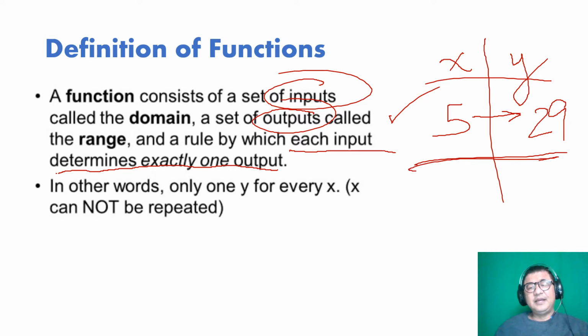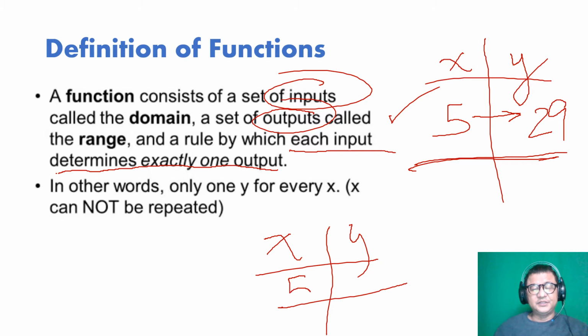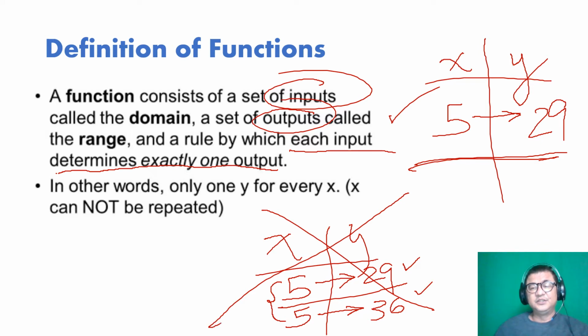But if I have another input, x and y, my input is 5 and the result is 29. But my input of 5 will also give me a 36. Whoa. One input 5 is just one single input, but it has two outputs. This is not a function. The first one is a function. In other words, only one y for every x. X cannot be repeated, like that 5 cannot be repeated.